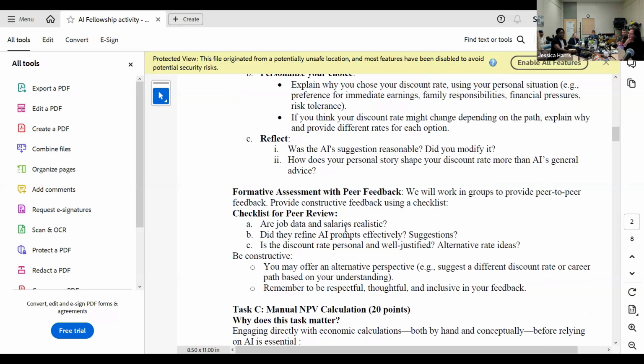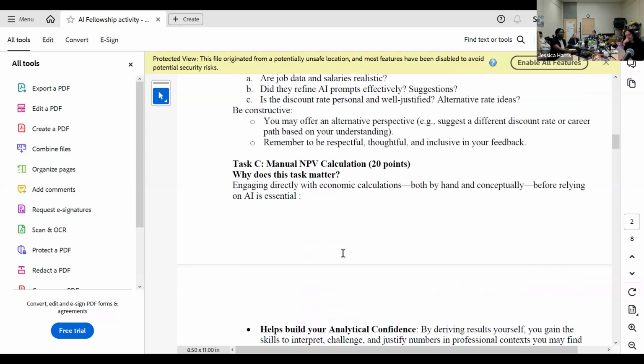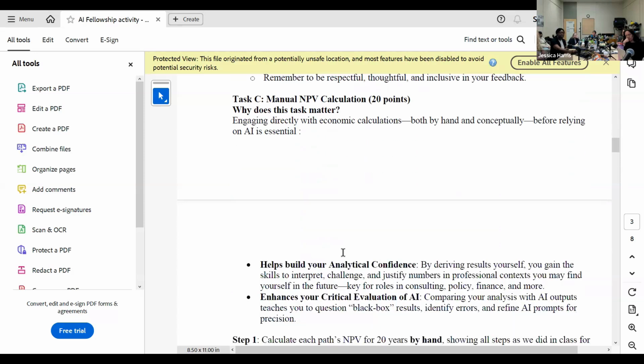Are job data and salaries realistic? Did they refine the AI prompts effectively? Suggestions: is the discount rate personal enough? Is it well justified? That kind of thing. And then they go ahead and do the NPV calculations. They do it manually and then with AI.